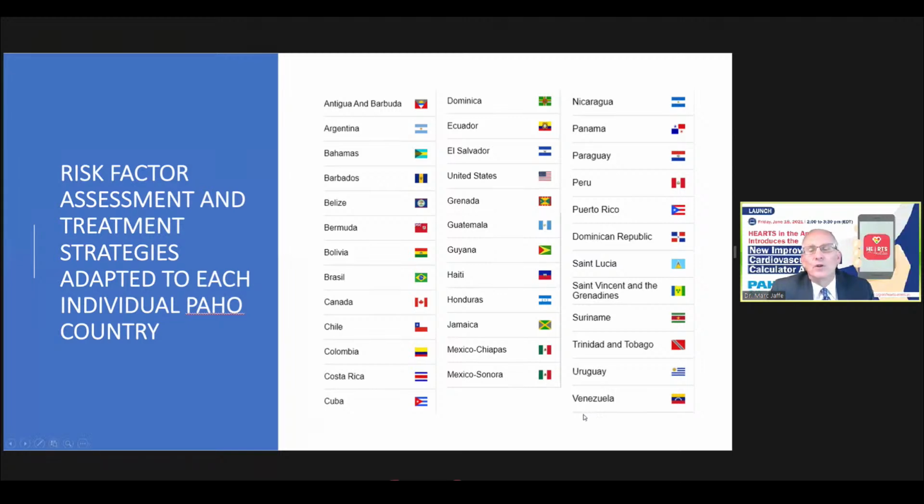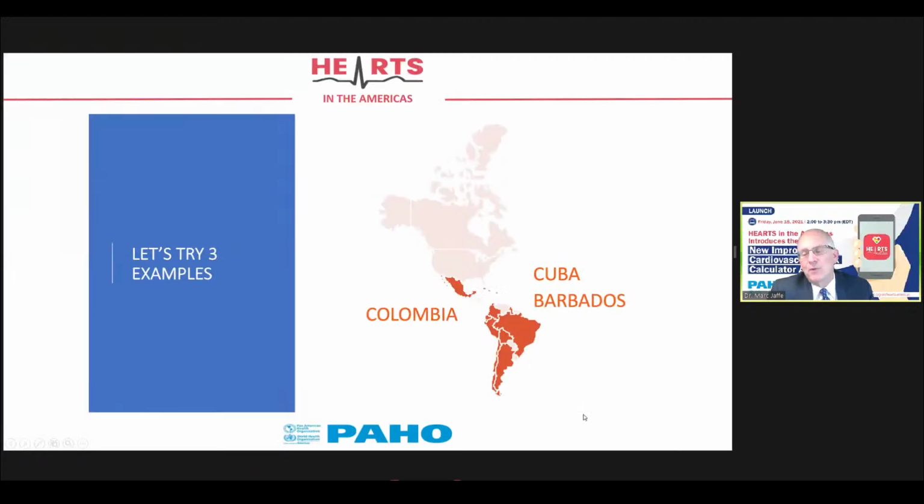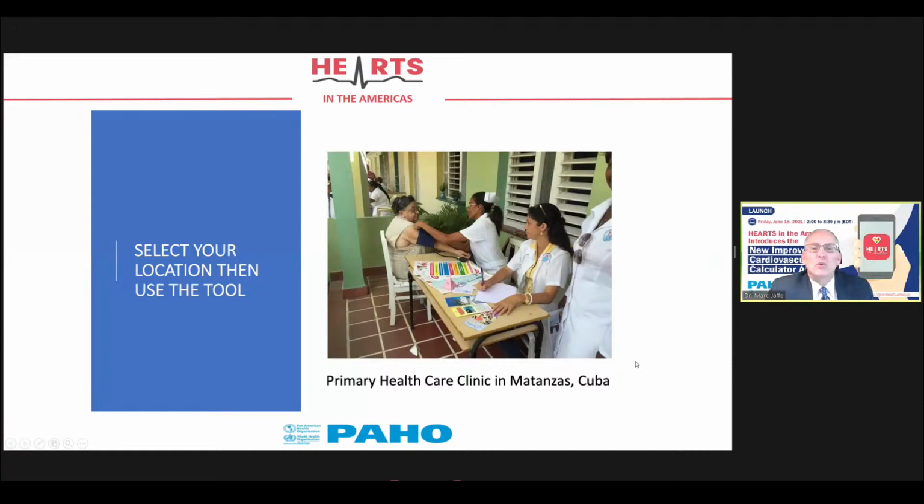So let's go around the world again. We already saw an example from Argentina, but let's go through 3 other examples. Let's look at Cuba, Barbados, and Colombia. So let's go to the next slide. So let's go to a primary healthcare clinic in Matanzas, Cuba. And this was from a few years ago when we got to visit there. And this is a great activity outside a public health center with some medical staff screening and checking some individuals in the community for their blood pressure. And you can see they're diligently writing, recording the information. So let's go to the next slide.